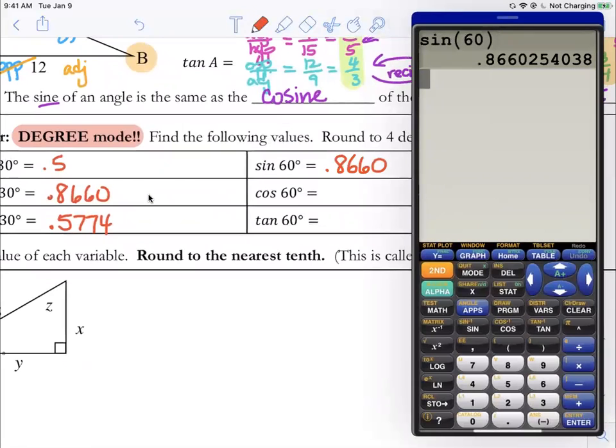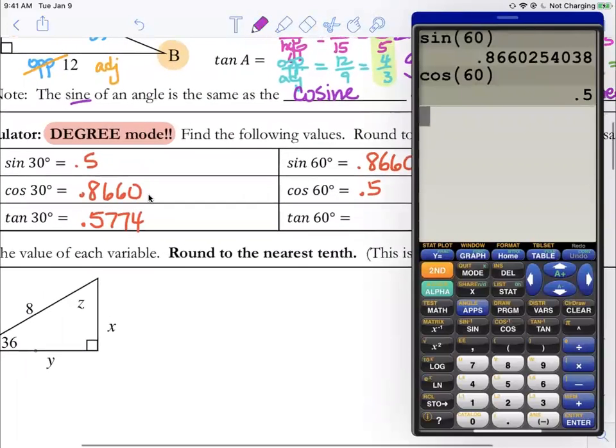0.8660. Cosine of 60. Now, I already knew that was 0.5. How did I know that? So let's pause for a second. Remember what we just talked about. This is 30 degrees and 60 degrees. That means that the sine of 30 is the same as the cosine of 60, and the cosine of 30 is the same as the sine of 60. So these should be the same.